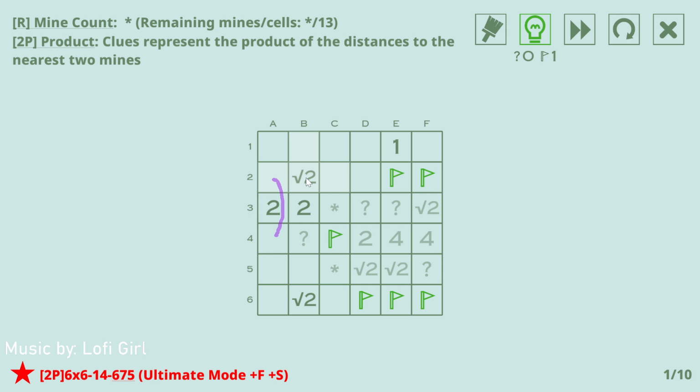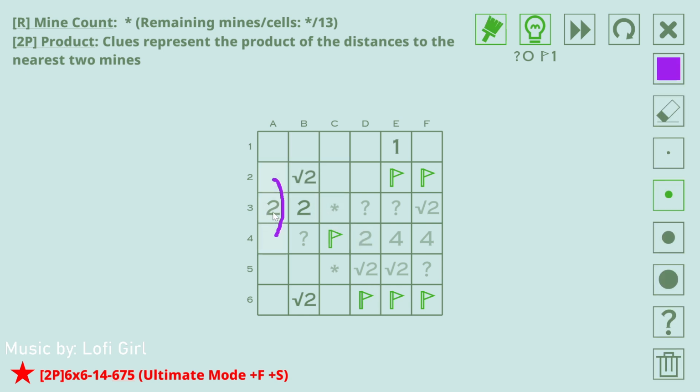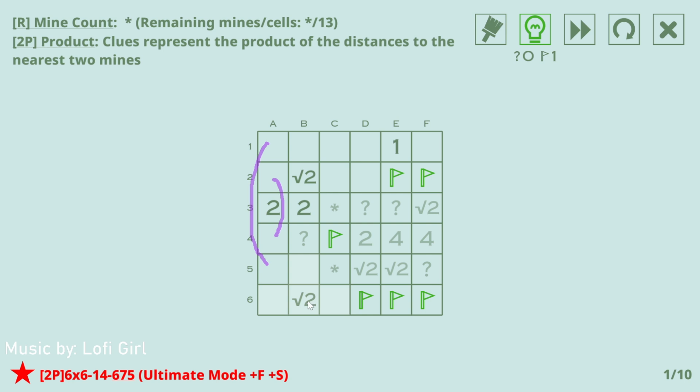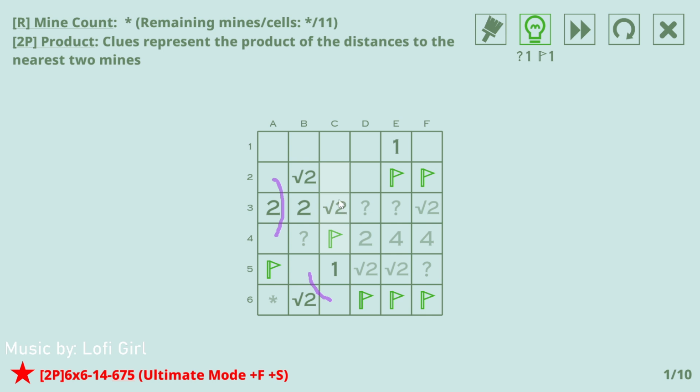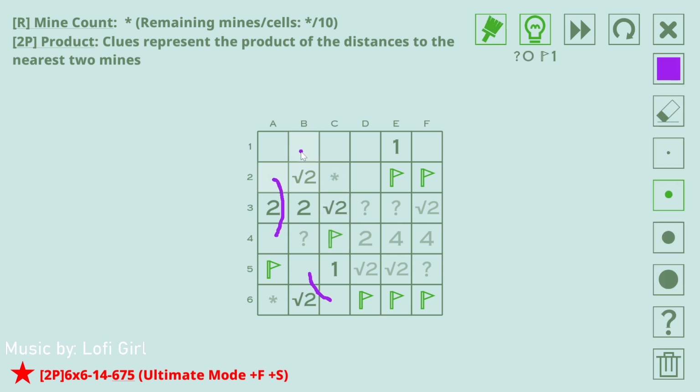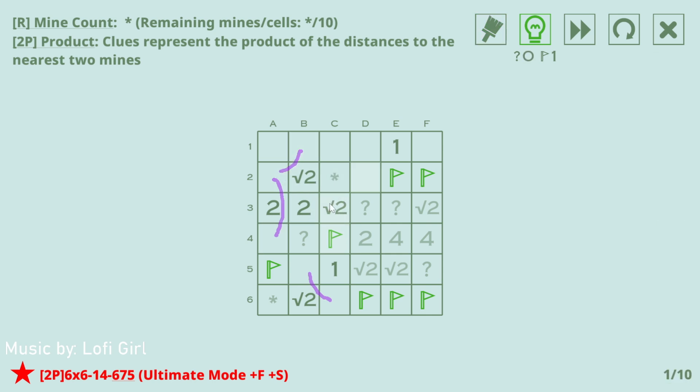That can still be mine, yes. And one of these are mines. This root 2 has to have something root 2 away, so that's a mine. This 1 is implying there's 1 mine there, so that's empty. Root 2 means that's empty. 1 mine in here. Oh, that's a mine, yep. Root 2 again means that's empty. This root 2 means that's a mine, that's empty.